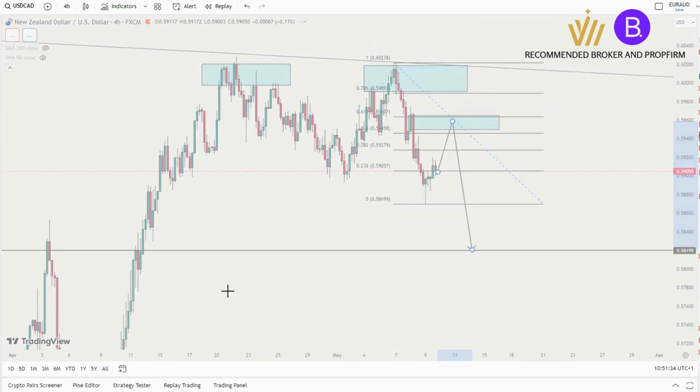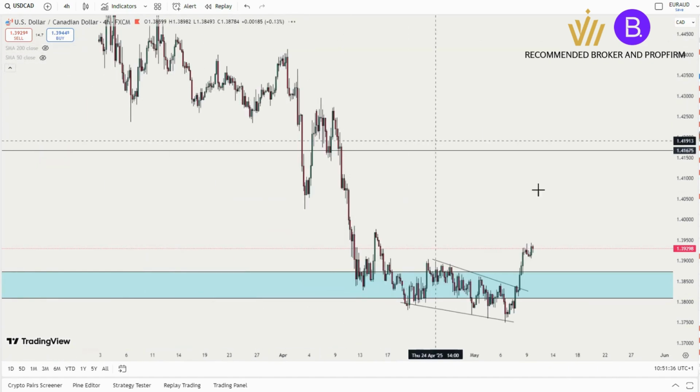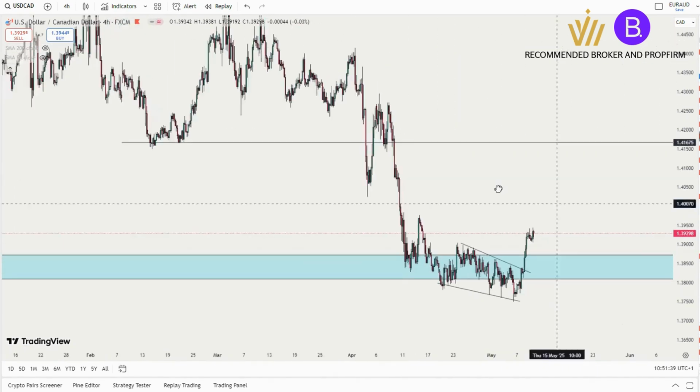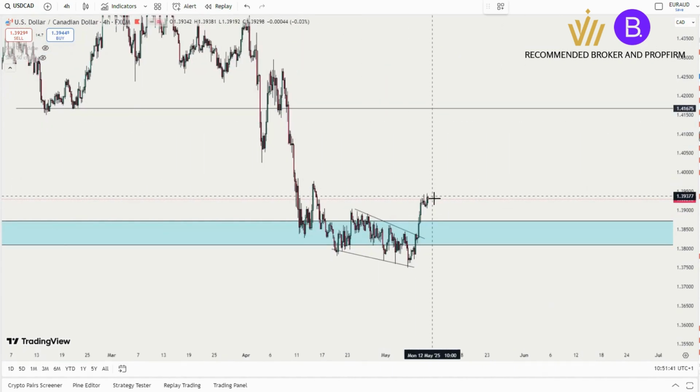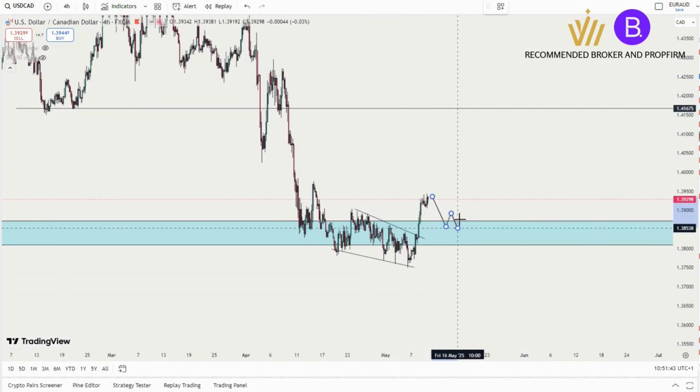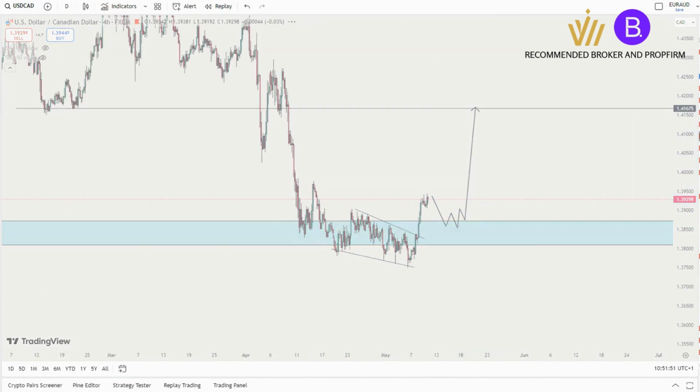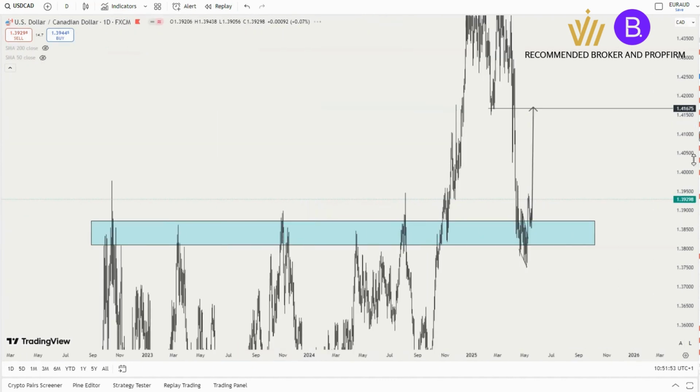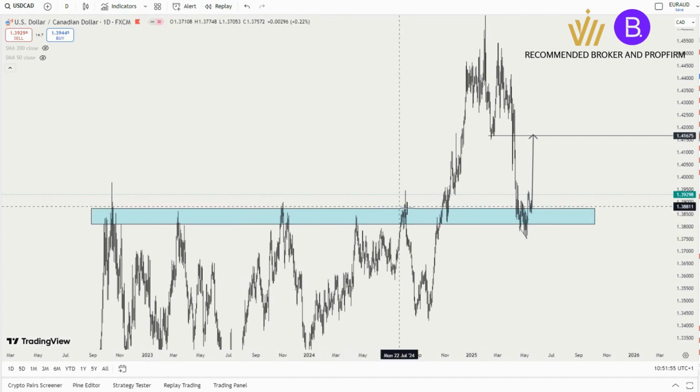So on US dollar Canadian dollar, we're waiting for a week, then a bounce back to this 1.14675. Let's check the daily time frame and see the dangerous support level around this area. As you can see, this level is very strong, and there is a 70% chance, or let's say 80% chance, that this level will hold.